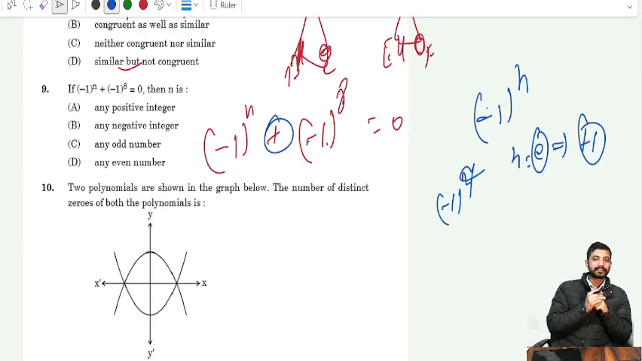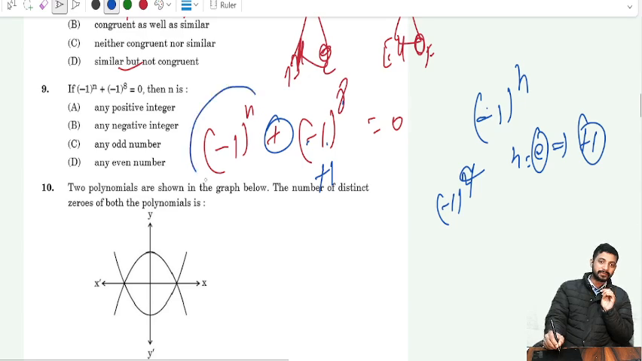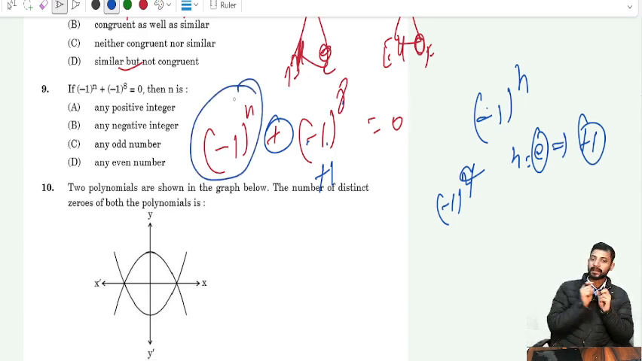But the sign is crucial. A negative number, minus 1, if the power is even, it means this is a positive number. So this is plus 1. So it means what? It means this must be minus 1. When is it possible? If the value of n is an odd number.